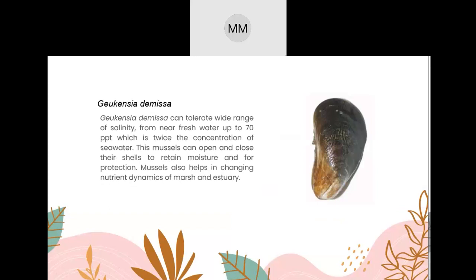The second one is Geukensia demissa. Geukensia demissa can tolerate quite a range of salinity from near fresh water up to 70 ppt, which is twice the concentration of seawater. These mussels can open and close their shells to retain moisture and for protection. Mussels also help in changing nutrient dynamics of marsh and estuary.